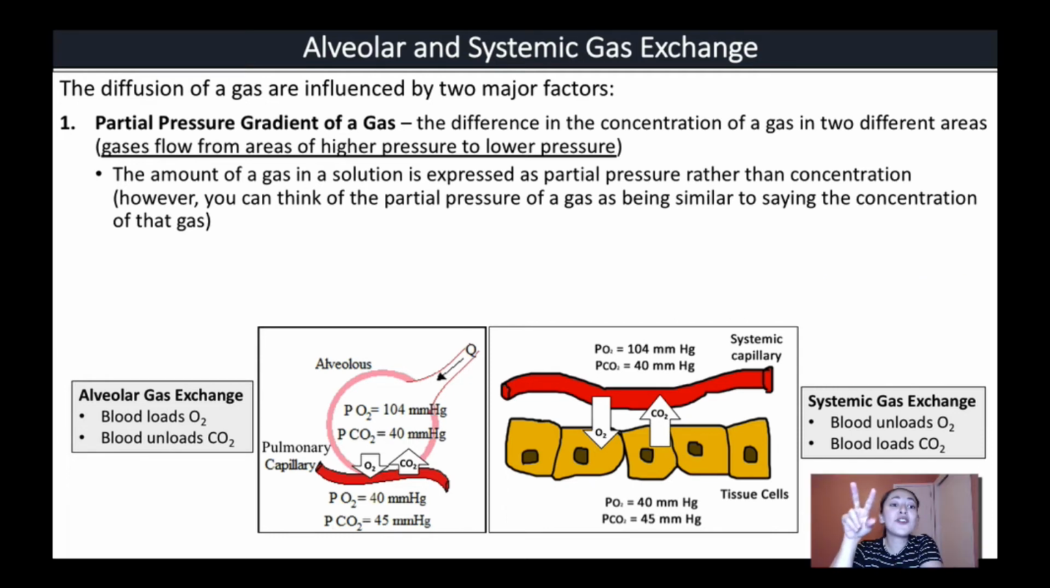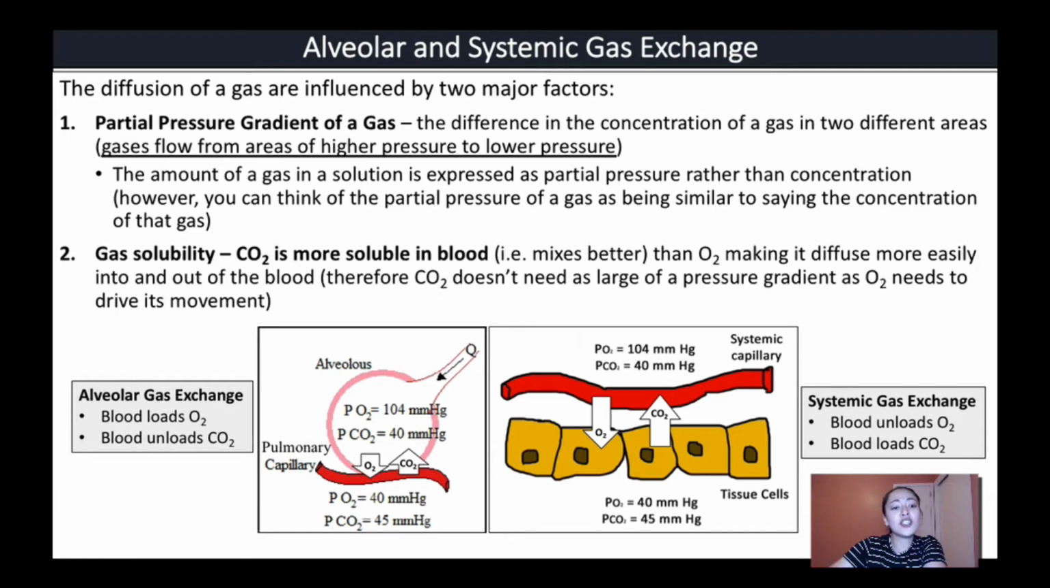The second factor that greatly influences the diffusion of a gas is that gas's solubility, or in other words, how well does it mix with the blood? Well, carbon dioxide is much more soluble in blood than oxygen is, and that makes it easier for carbon dioxide to diffuse in and out of the blood. So I really want you to remember this. Carbon dioxide is more soluble in blood than oxygen.